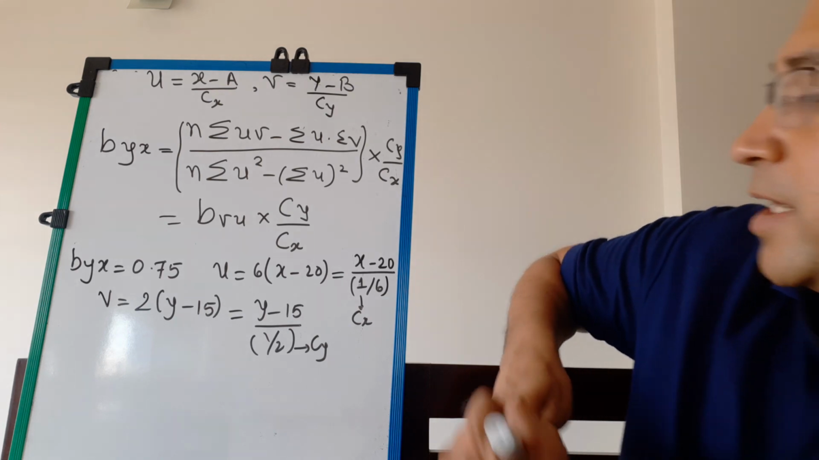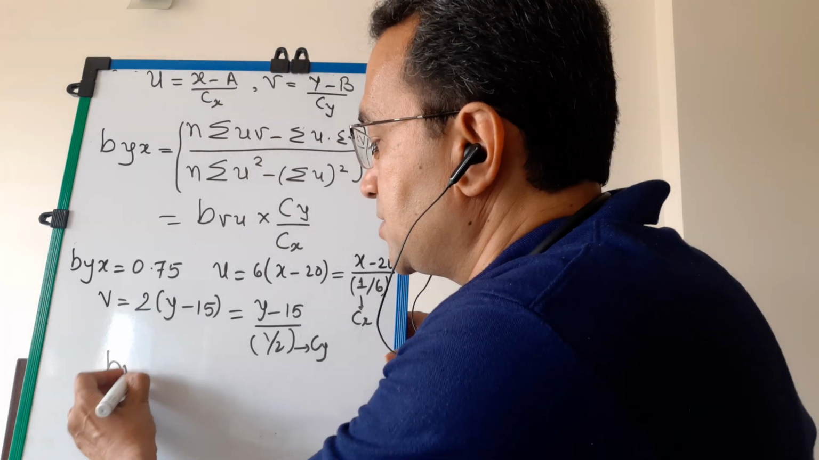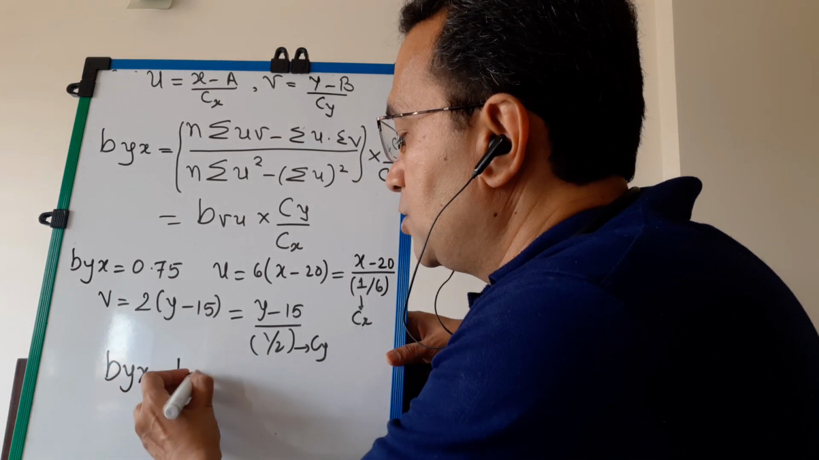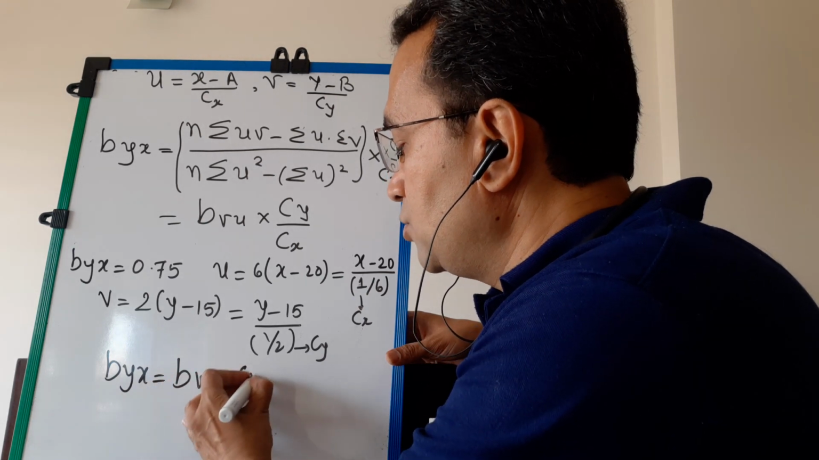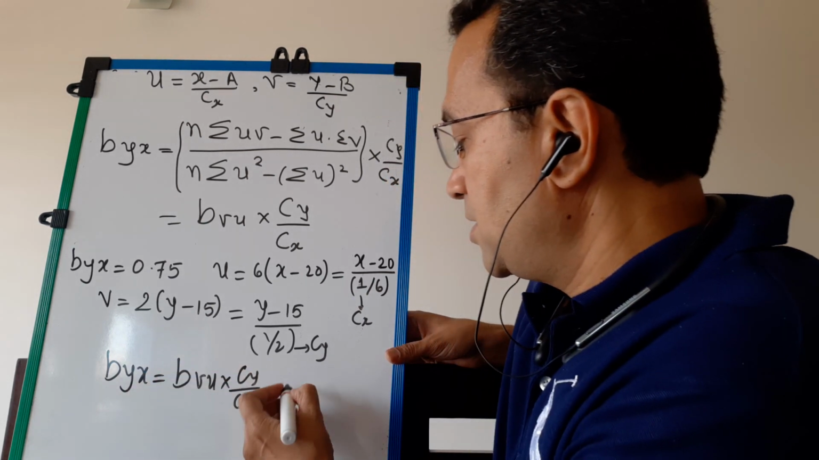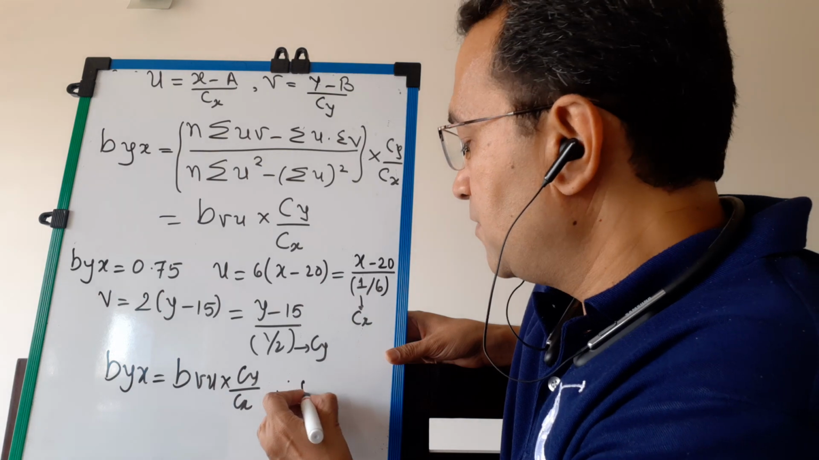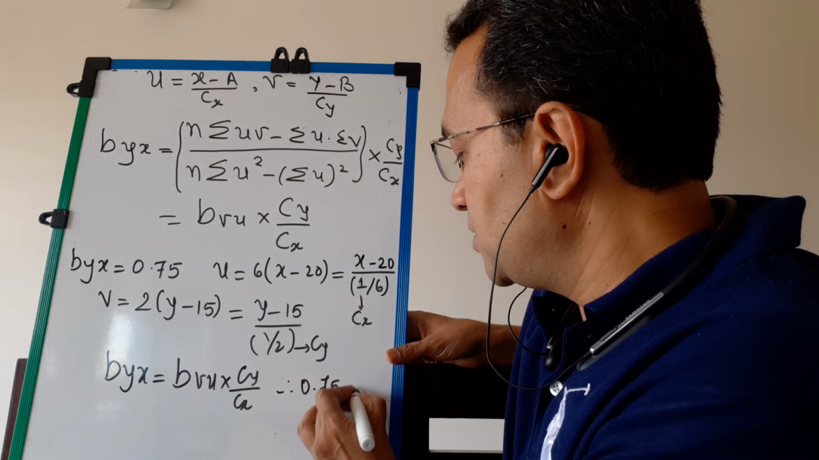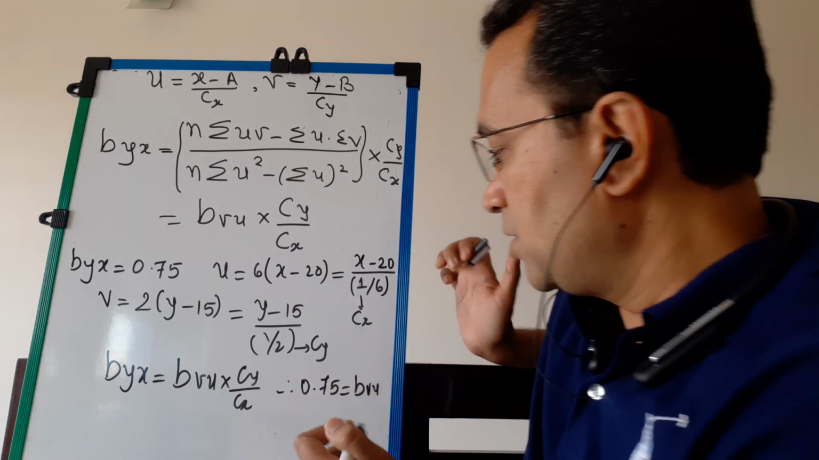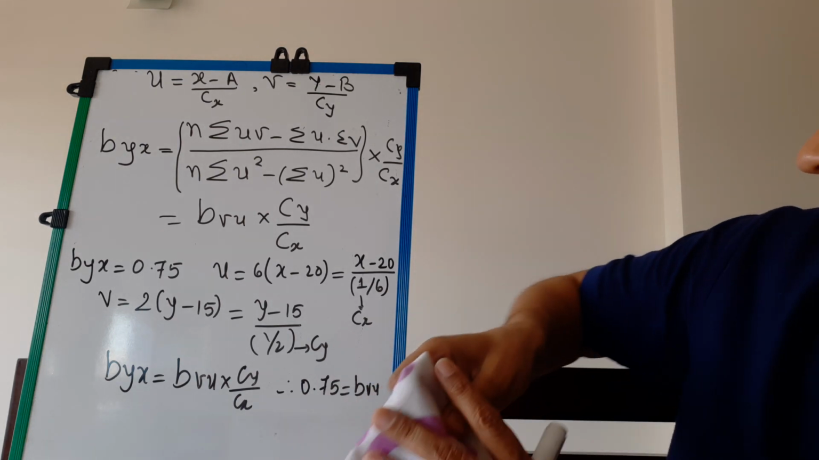Now students, I am applying the same formula. b y x is equal to b v u into cy upon cx. So b y x, which is given as 0.75, is equal to b v u. Okay, let me write it a little bit above.